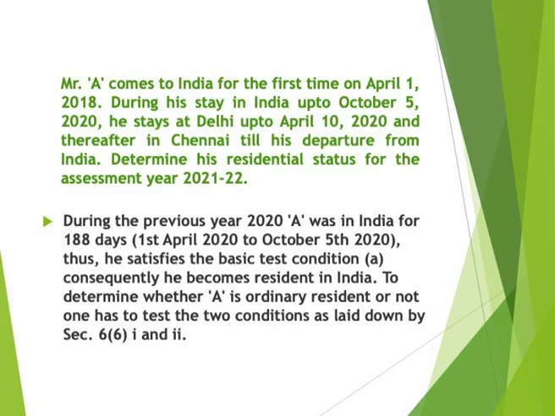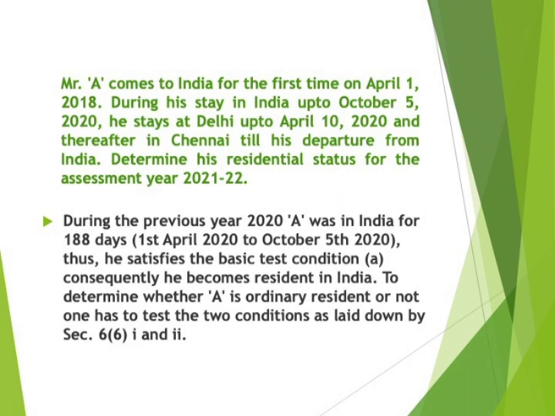So, when did he come to India? He came to India on April 1, 2018. Till when was he in India? During his stay in India up to October 5, 2020. So, from 2018 to October 2020 he was in India. What is our previous year, I said? 1st April 2020 to 31st March 2021.